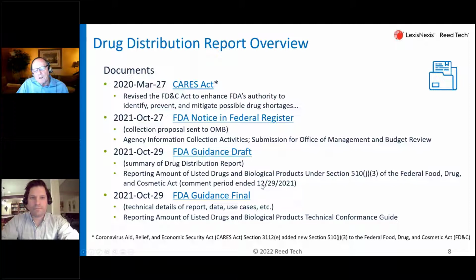But the comment period ended at the end of December of last year. So I expected, with this very short time frame, that the FDA would have reacted rather quickly and rolled a final version of that out, but it's not released as of yet. So that's the state of play of where we are today. I expect that draft guidance to come out in a final form very quickly.